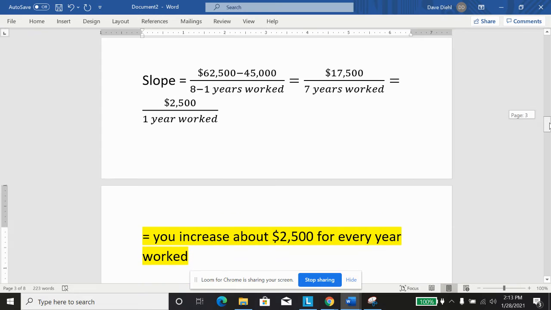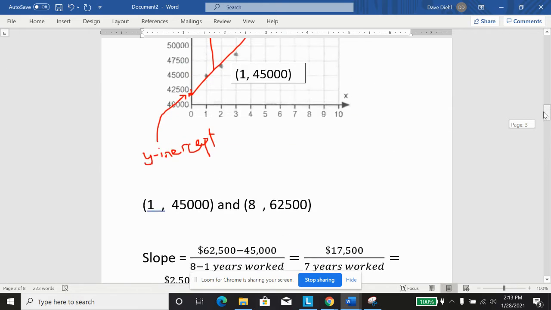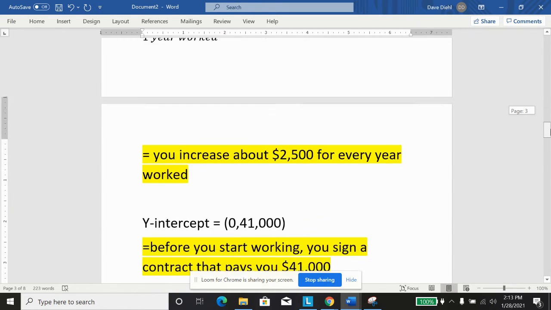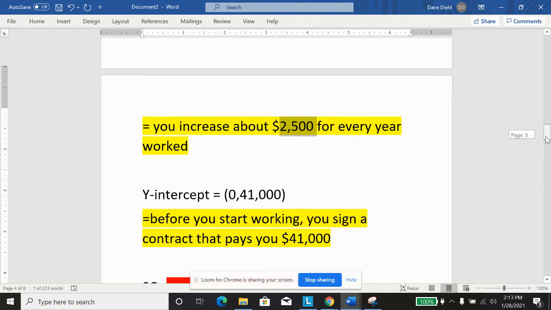And what does that mean? It means he increased about $2,500 in salary every year he worked. And that's what he wants to make bigger. His y-intercept right here is about $41,000, meaning that before he started working, he must have signed a contract that pays him about $41,000. So before he started working, the first official contract was $41,000, and then it went up about $2,500 every year.